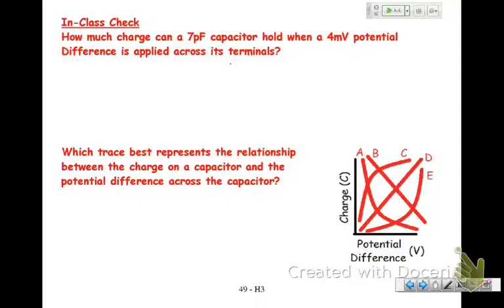So how much charge can a 9 picofarad capacitor hold when a 4 millivolt potential difference is applied across it? A bit of language here. I'm trying to tighten up on my language. So I would probably rewrite this question. This is 4 millivolts. Let's explain what I mean.